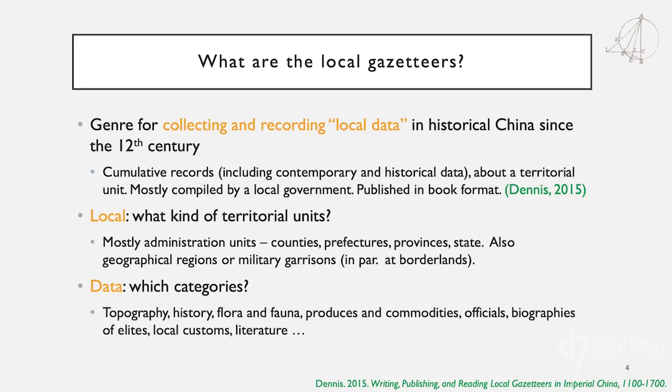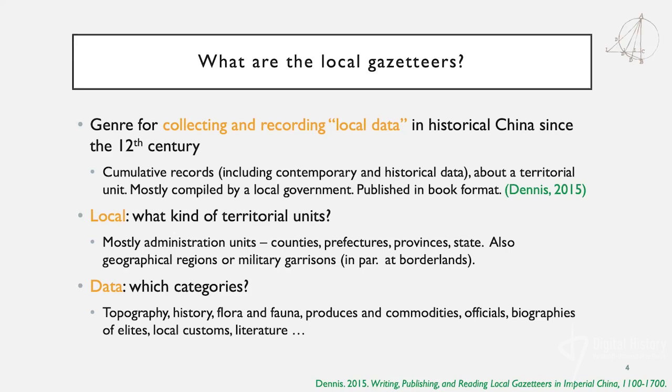So the kind of local unit, the territory units, most of them are administration units like counties, prefectures, provinces, and in some rare cases, the entire state. Like the Ming Dynasty, they had a Ming gazetteer for the whole territory. But not only that, they also have gazetteers that were compiled for certain geographic regions.